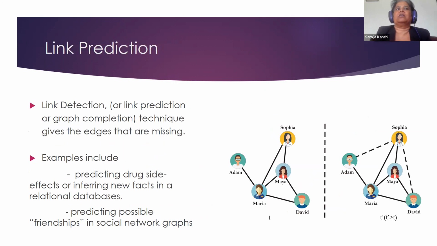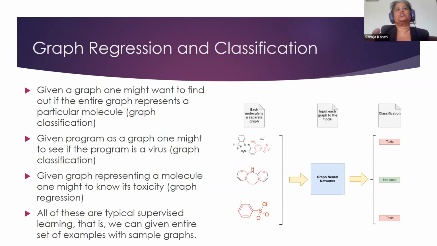Link prediction is another very important task in graph processing. For example, you have a Facebook friend list, which is a very huge graph. We want to know, if at the current time, for example, Adam and Maria are friends, Sophia and Maya are friends, in the future, at time t+1, who are going to be predicted friends, which might again have to do with commercial marketing of products, etc., to a set of friends that are interested in the same subject. So this would be link prediction.